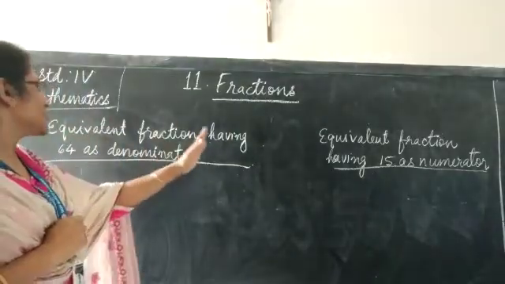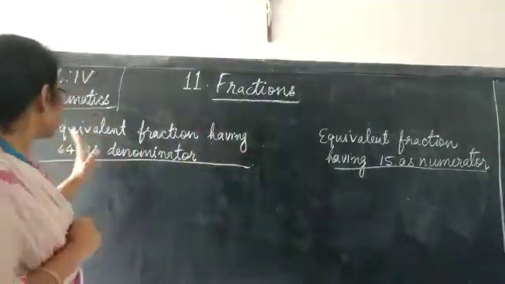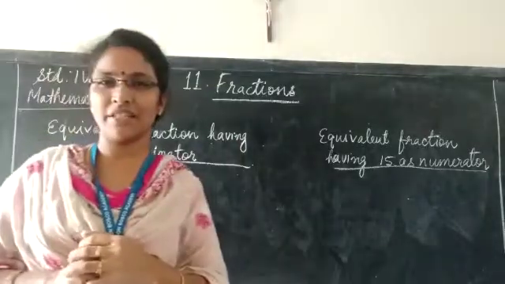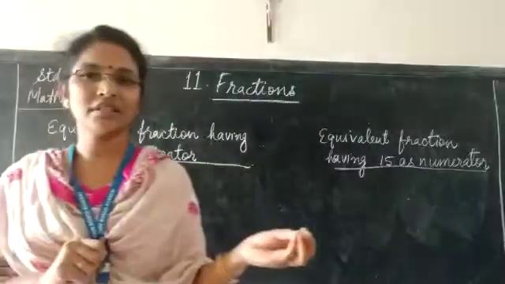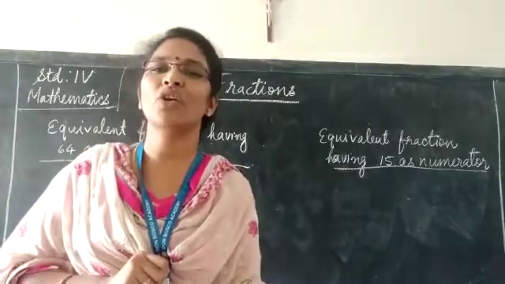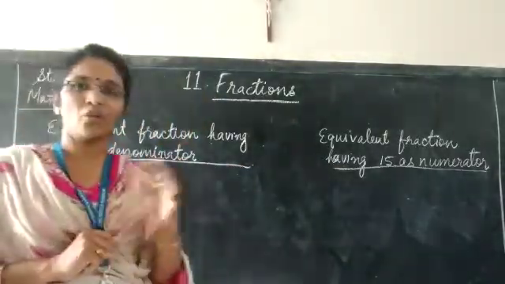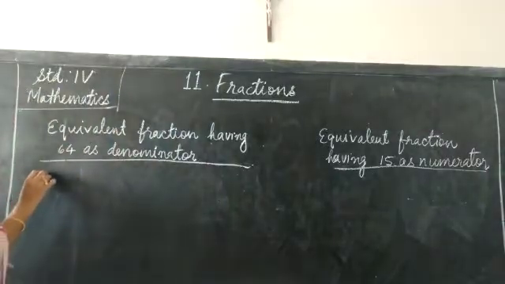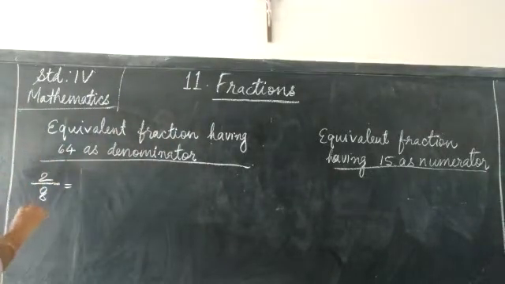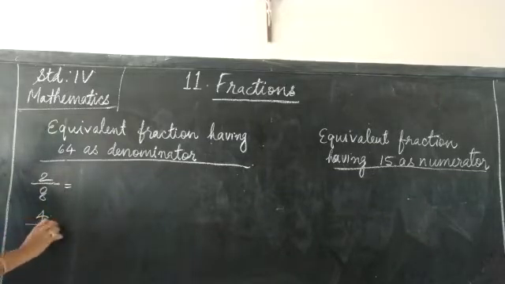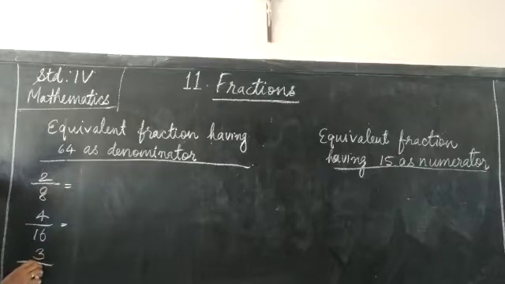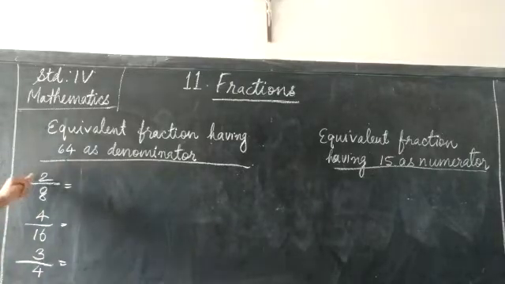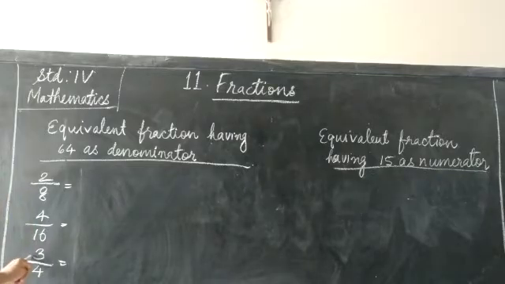Find equivalent fractions for the following having 64 as the denominator. We have to find equivalent fractions for the given fractions having 64 as its denominator. What to do? I will write the numbers here: 2 by 8, 4 by 16, 3 by 4. Okay, 2 by 8, 4 by 16, 3 by 4.